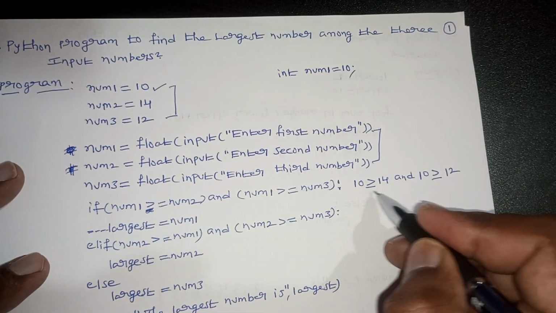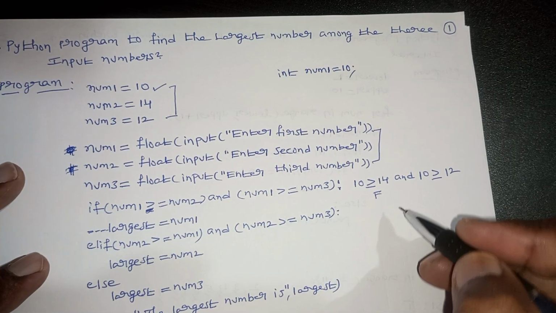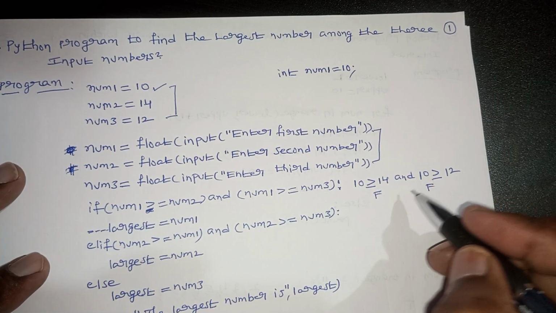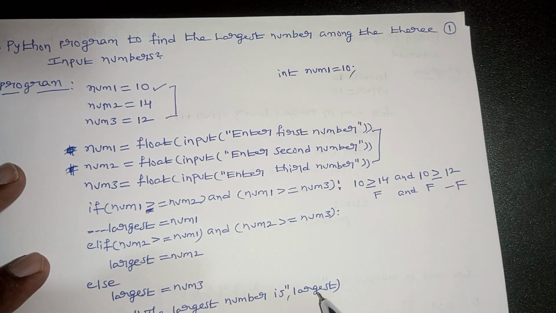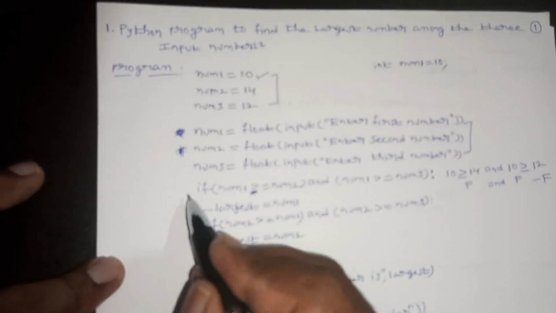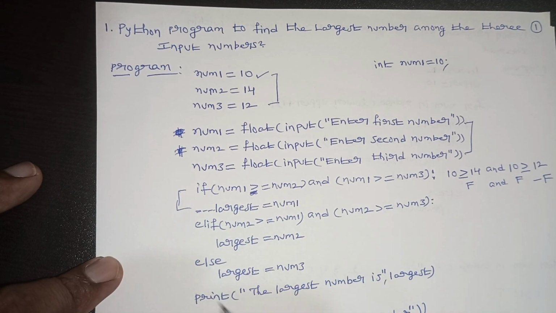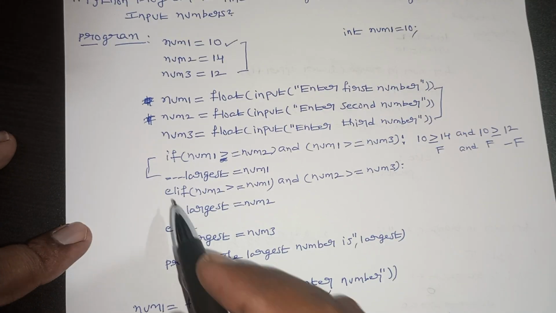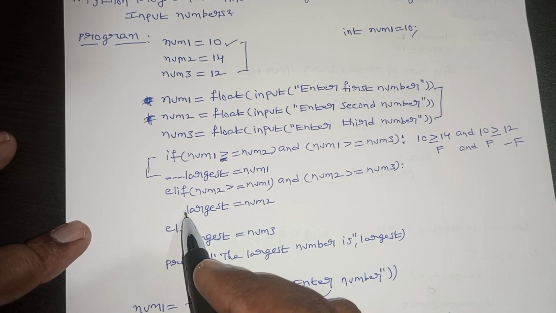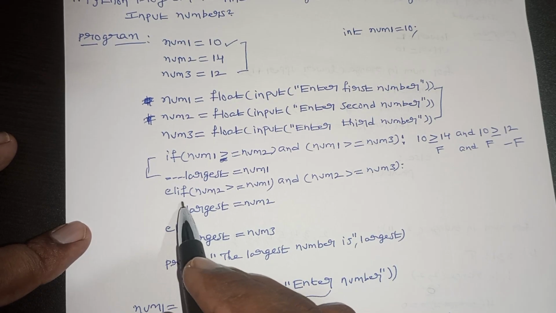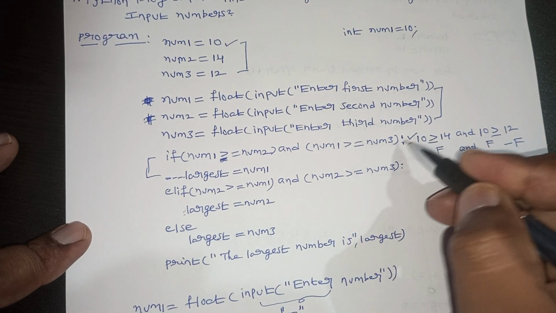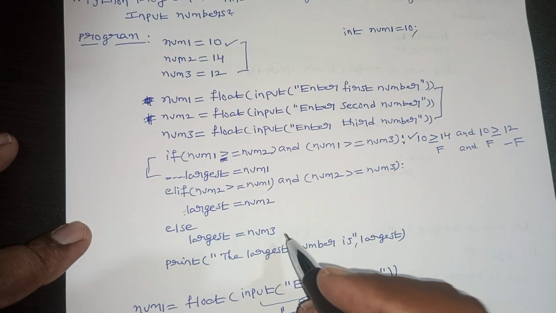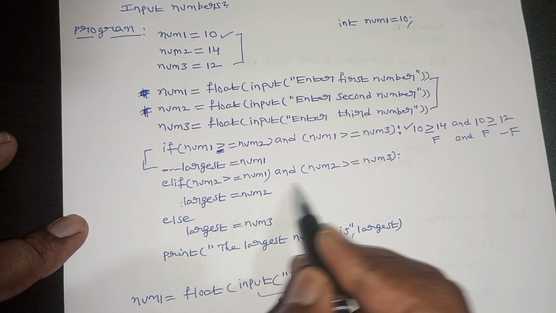First of all, this is false. False and false is false. It means don't execute this statement. Now coming to the elif. What is the meaning of elif? This is else if, the same as in the C programming language. So this is one condition, and here the condition is false.